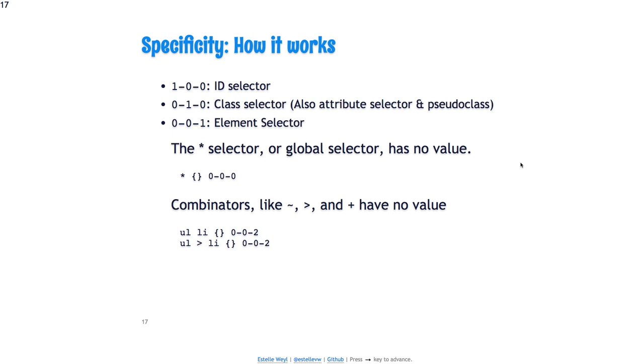So if you declare color green on an element and then color blue on the same element, is it going to be green or blue? It depends which one has the higher specificity in terms of the selector. If they have the same specificity, then it's which one comes later in the CSS.